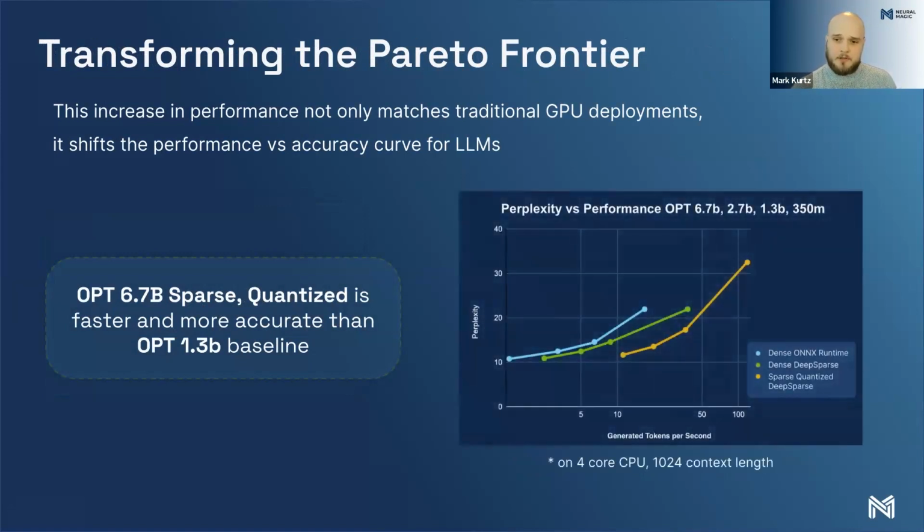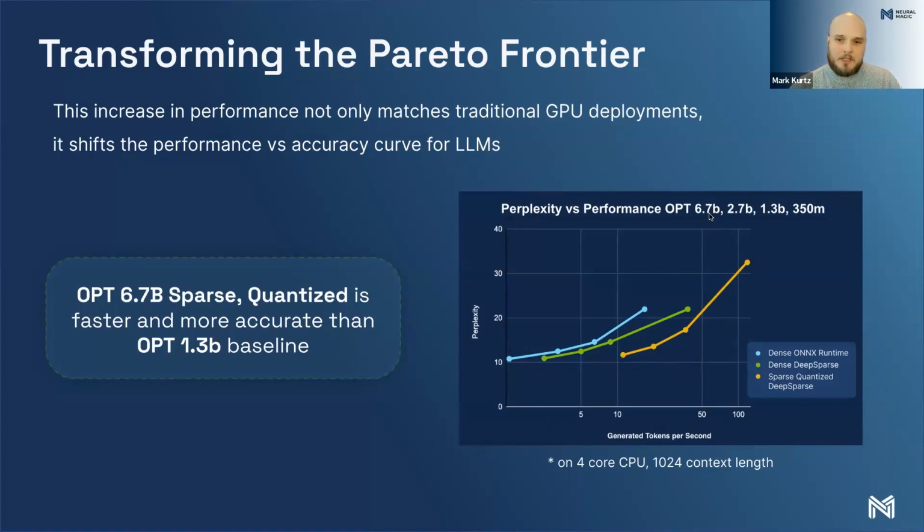So let's look at what this looks like. Here we have our ONNX runtime running dense. Then we have our DeepSparse running dense and our sparse quantized in DeepSparse, right? And what this is showing is on our left, we have perplexity. Lower is better, and generated tokens per second on our x-axis, where higher is better. So we're going to see the 6.7 billion. Each of these dots is one of the models. So 6.7 billion, 2.7 billion, 1.3 billion, and 350 million.